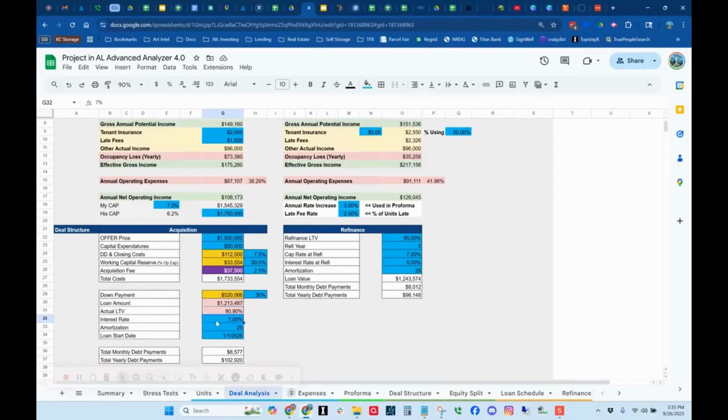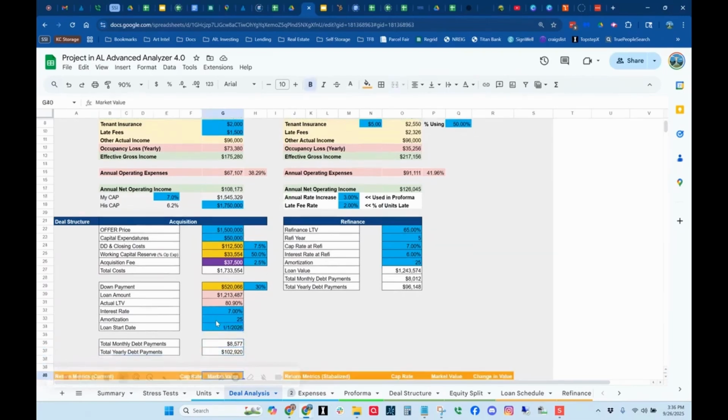These blue areas are our bank terms. So we're looking to get an interest rate of 7%, an amortization of 25 years, and we're saying that we're going to close the deal and start on January 1st, '26. And so now that calculates out to your annual debt service of around $103,000.